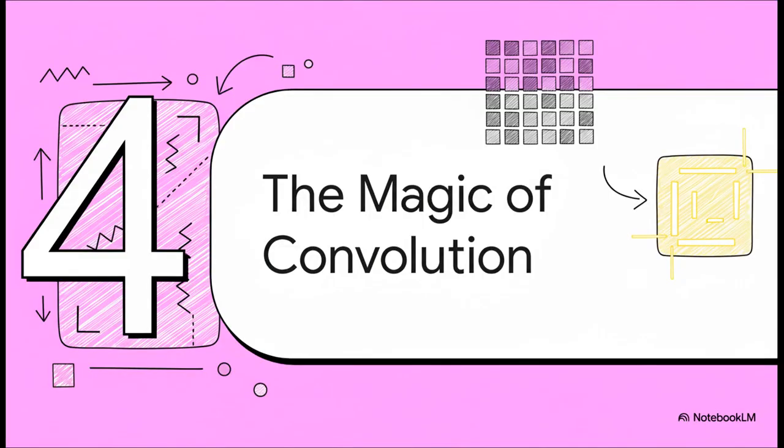All right, so we know we need to find these edges, but how do we do it systematically? How do we find every single important edge in an image?